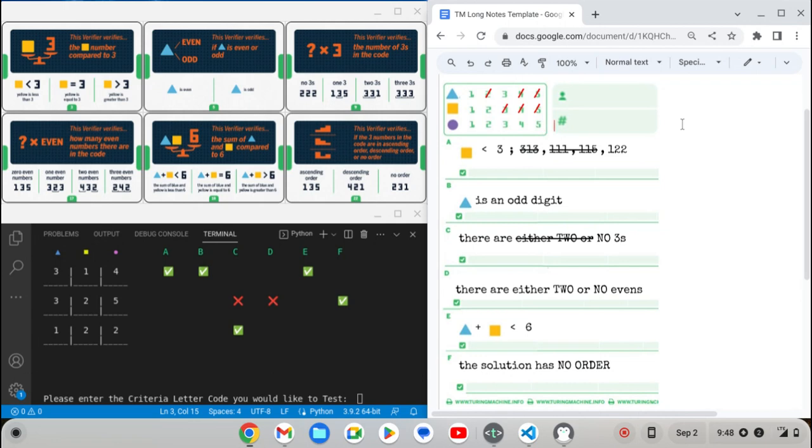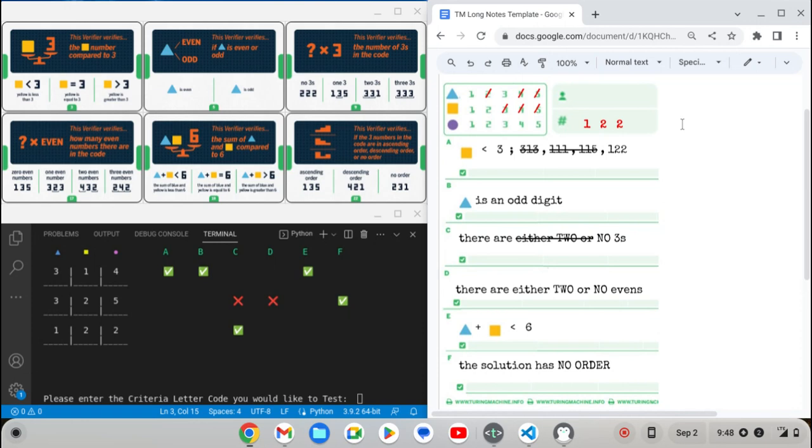So it looks like 1, 2, 2 is the solution. We'll confirm in a bit. But yes, the middle digit is less than 3. The first digit is odd. Based on criteria card C that we confirmed, there should be no 3s. There aren't. At this point, we're deducing that you do have 2 evens, and there are. The sum of the first 2 is less than 6, and technically 1, 2, 2 has no order, as I just mentioned at the top, that if you have 2 consecutive digits that are equal, that also represents no order.